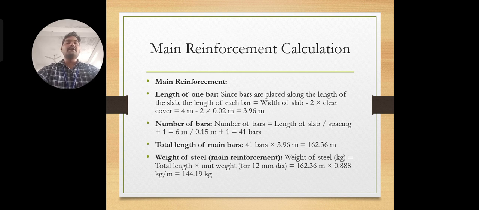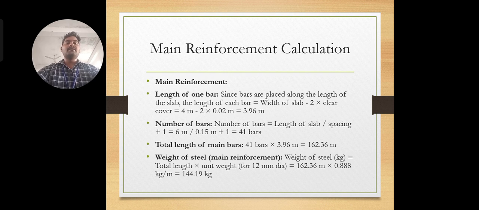And similarly here, the length of the slab, that is equal to 6 meters, is given in the problem statement, and divided by spacing for this slab. That means here it is the main reinforcement. The spacing given in the problem statement is 150 mm, so we need to convert it into meters. So 6 divided by 0.15 meters, whole plus 1, that is equal to 41 bars here.